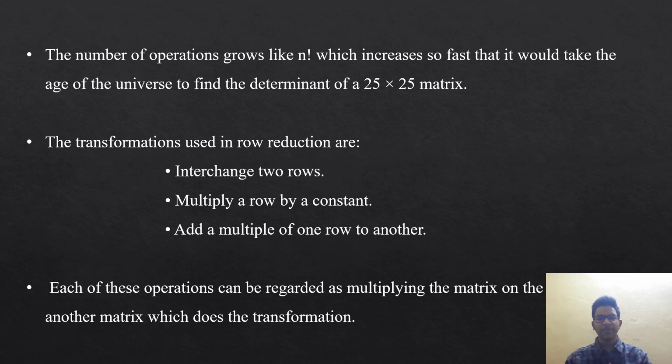The number of operations grows like n factorial, which increases so fast that it would take the age of the universe to find the determinant of a 25 by 25 matrix. The transformations used in a row reduction are: interchange of two rows, multiply a row by a constant, add a multiple of one row to another.